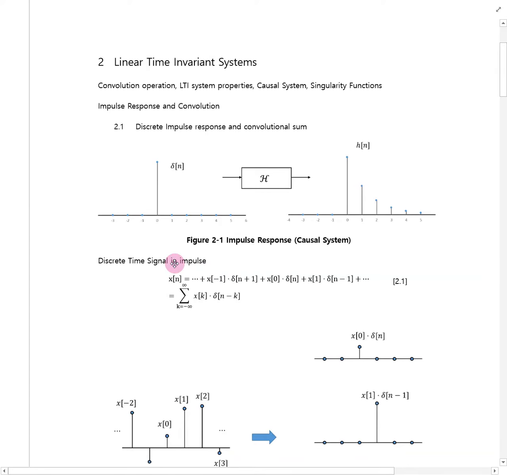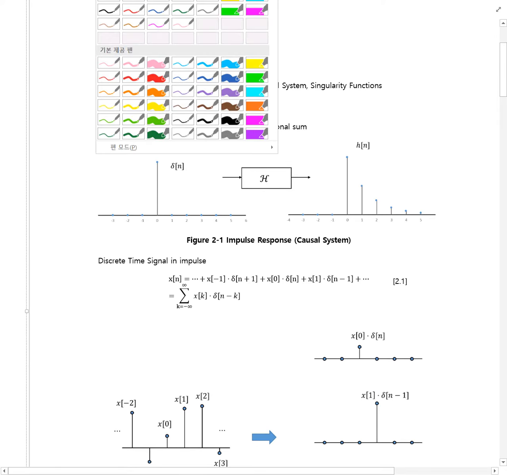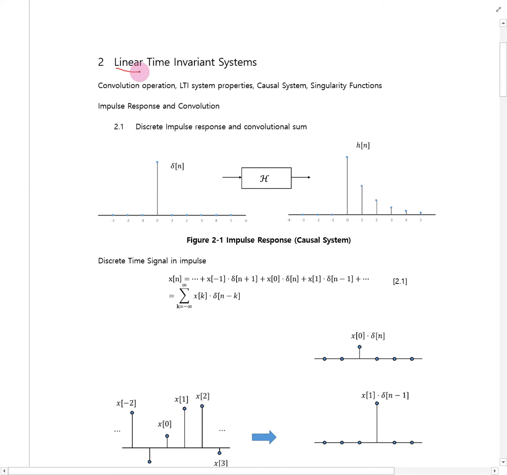Okay. Now we're back to our linear time invariant systems. We know that, what's the meaning of linear and what's the meaning of time invariance? We got the definition of this one. So keep in mind these two properties.